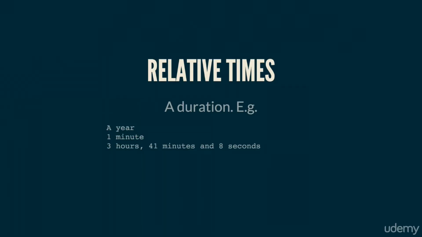We also have the idea of relative times. That is, say, a year or 1 minute or 3 hours, 41 minutes and 8 seconds. This is the kind of time you would use for the duration of something. It's helpful to distinguish the difference between an absolute time and a relative time by using terms like interval or duration. In this lesson, we're only really going to be talking about absolute times.